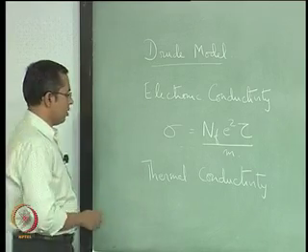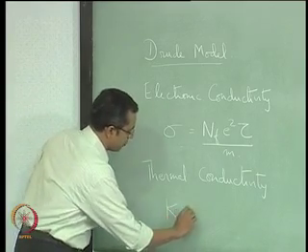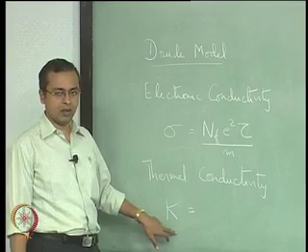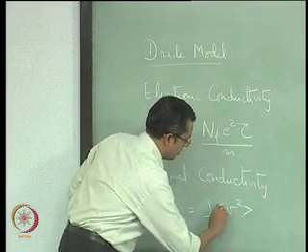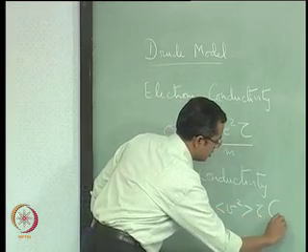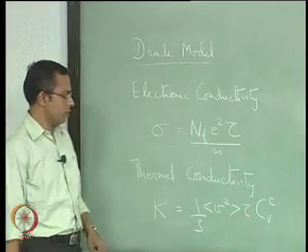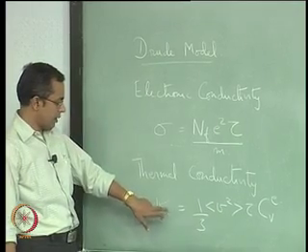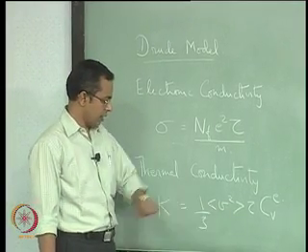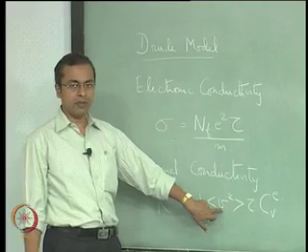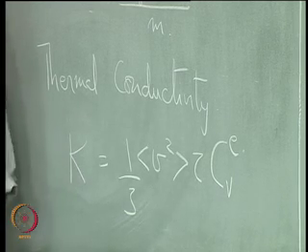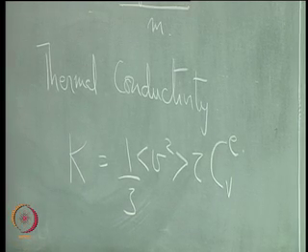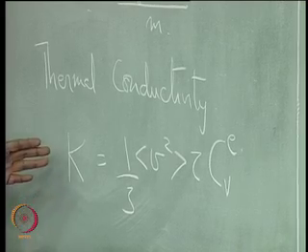On this basis we came up with an expression for K, the thermal conductivity of that material, and we found that it was 1 by 3, the mean of the squares of the velocities, tau and C_V e. So, this is what we ended up getting for the thermal conductivity. This is the expression that we got.